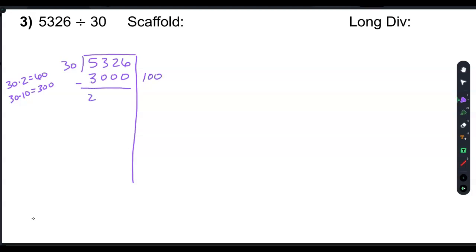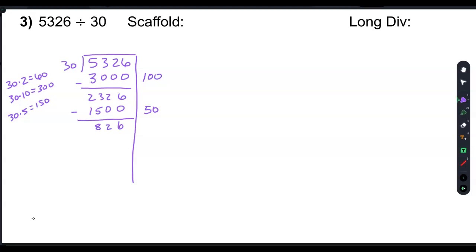So if I subtract that, I get 2,326. And then I can't do another 3,000 into that, but maybe half of that. So I know 30 times 5, since 30 times 10 is 300, 30 times 5 has to be half of that, which is 150. So that means that 30 times 50 would be 1,500. Just attaching a 0. Subtract that, and I get 826.